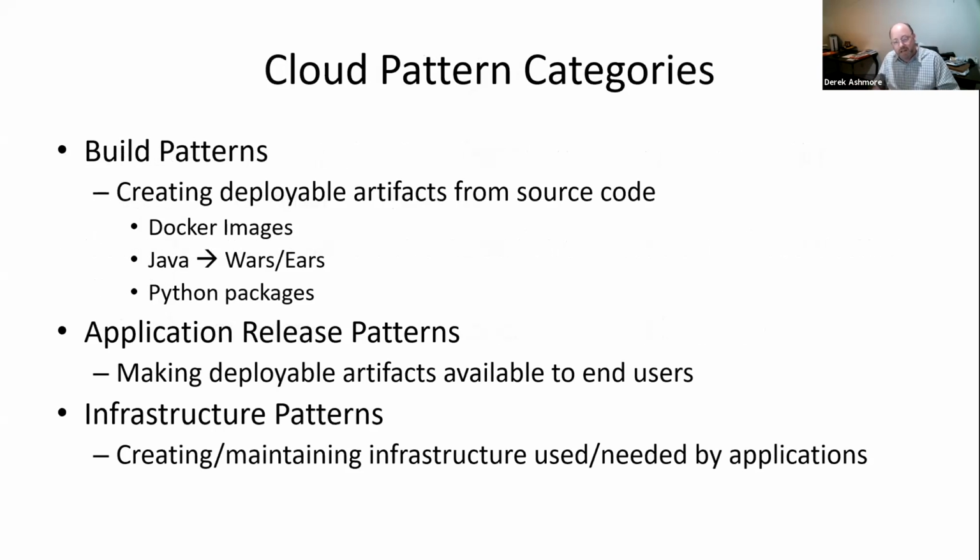There are different cloud pattern categories. Build patterns, which we talked a little bit about in the last talk, basically center around taking your application source code, compiling it, unit testing it, and packaging it for deployment, whether that's a Docker image, a Java war, or some sort of Python package. The technologies are relevant, but essentially build patterns all do the same thing. I'm not going to talk too much about those.